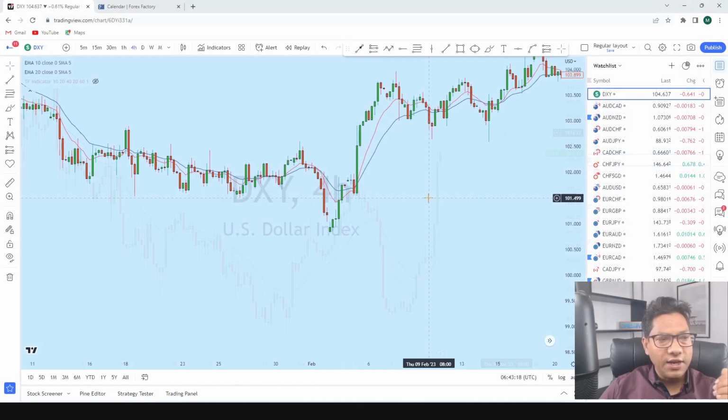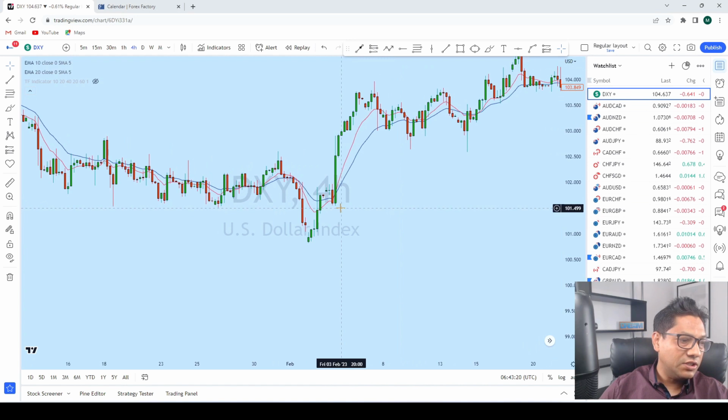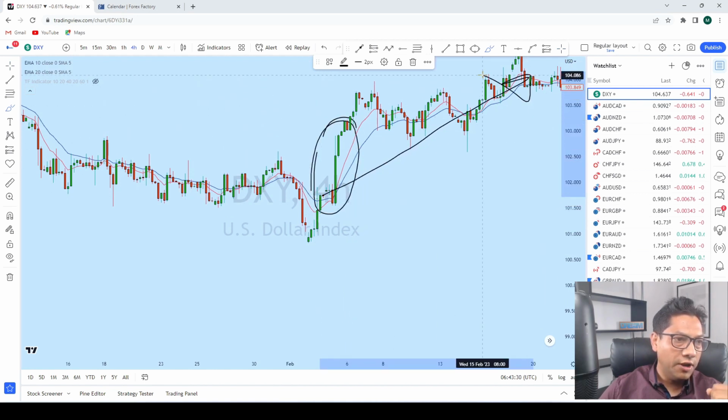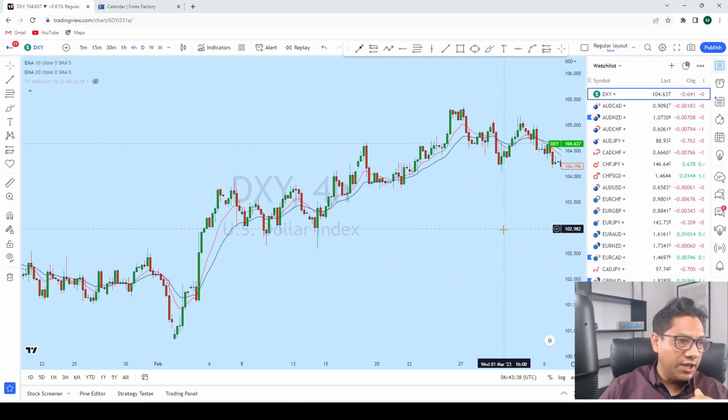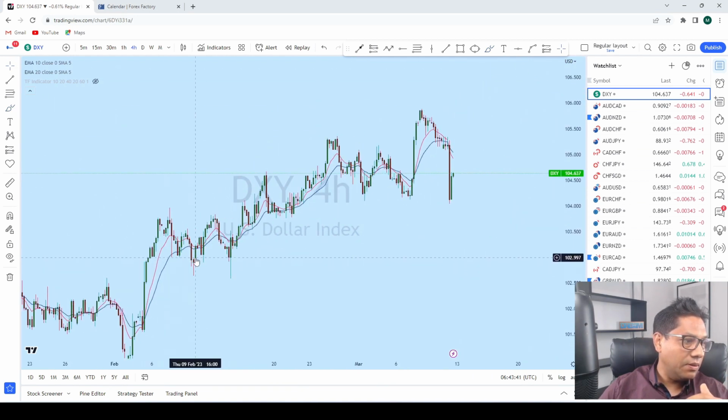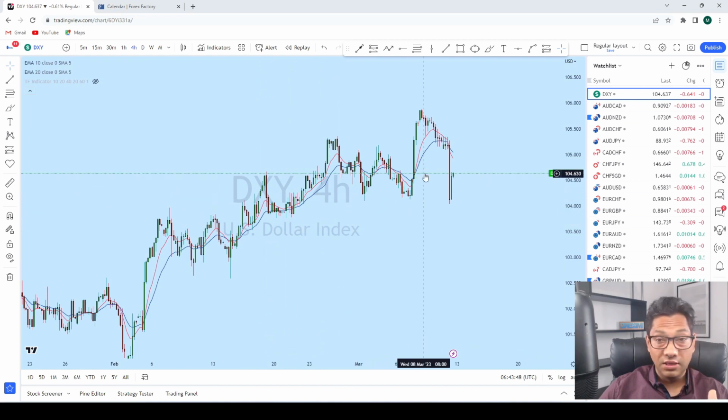You can see on the screen, this is where the DXY started its move, the 4th of February. You can see from this zone, this is where the NFP was released and the price created a big bullish trend. From that date, you can see the data was released on NFP, and on that day it started its big bullish move that lasted the whole month. We have seen that DXY was bullish until this NFP. So that data propelled the DXY to the upside.